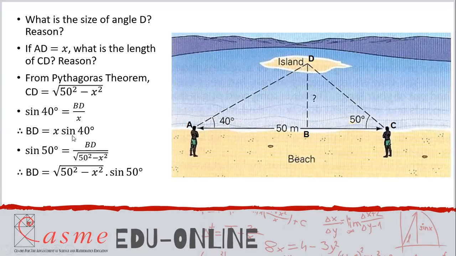Now we can equate x sine 40 degrees and this, root of 50 squared minus x squared, multiplied by sine 50. From the previous slide, BD is equal to x sine 40 degrees. At the same time, BD is equal to the square root of this multiplied by sine 50 degrees. Therefore, we can equate these: x sine 40 degrees is equal to the square root of this multiplied by the sine of 50 degrees. Now we've got an equation that has a root sign. We've done equations in algebra. That's why I said that your knowledge of algebra will work.